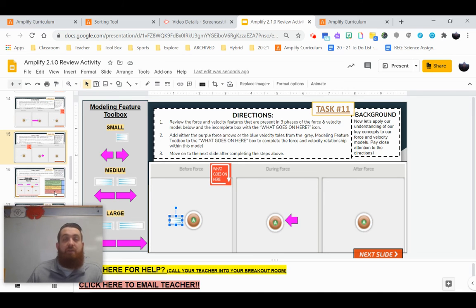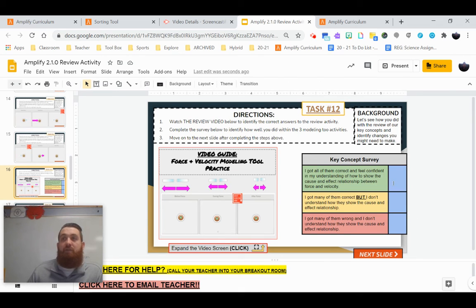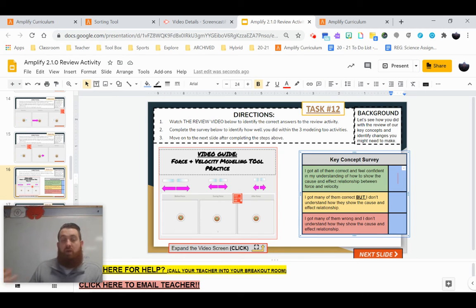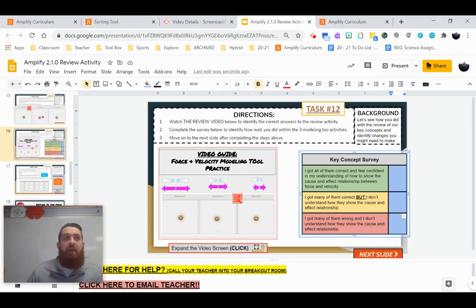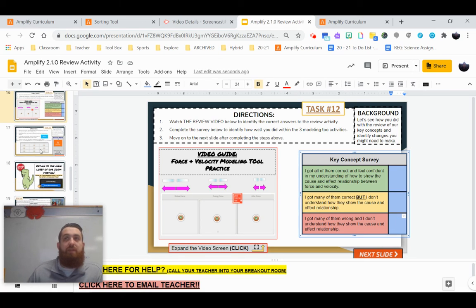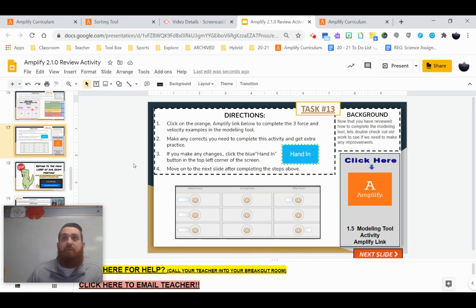So now your job, ladies and gentlemen, is to go back and review your understanding and identify how you did. Did you get them all correct and you feel you understand that relationship between force and velocity? Did you get them correct, but you're not quite sure how they show that velocity? Or did you get them wrong and you're a little confused on that? Either way, go ahead and put your X where you feel you fall in our survey, and then get ready to complete one more review activity before meeting with me. If you have questions, reach out. Otherwise, good luck.